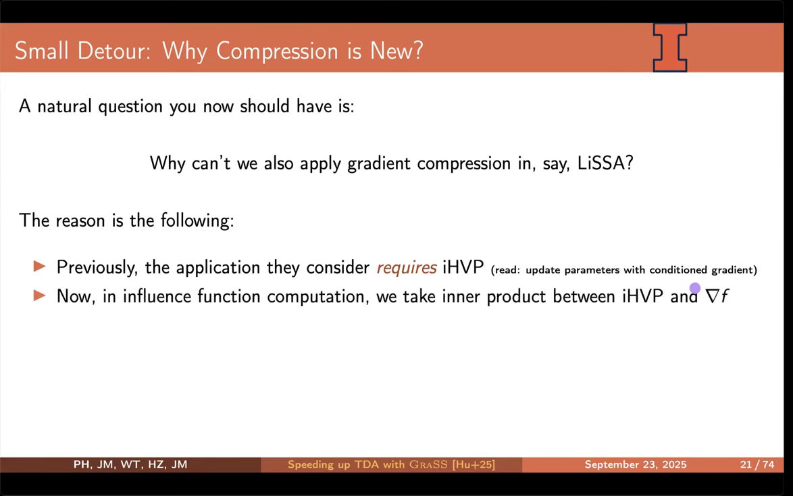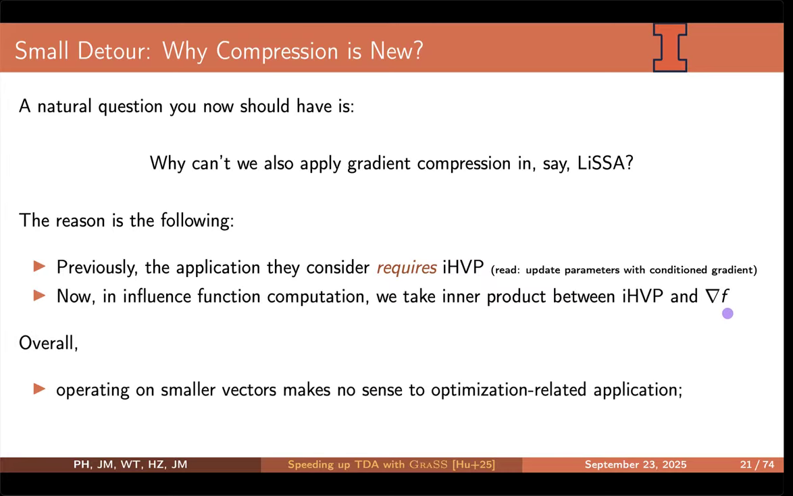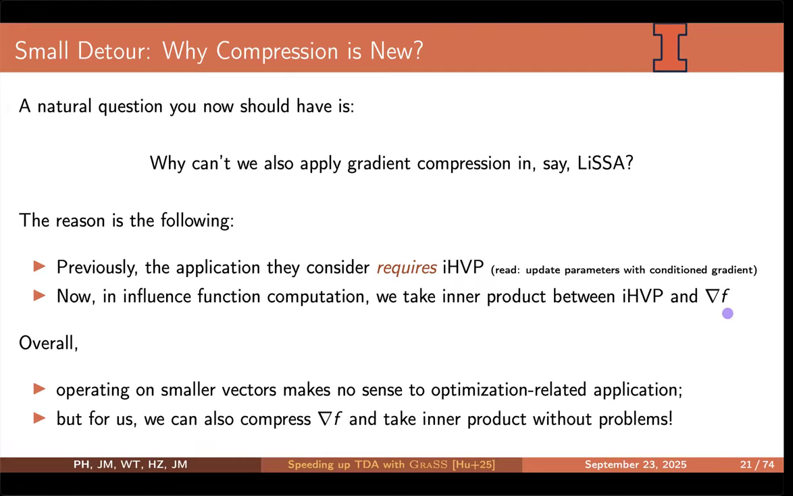But now in influence function computation, we are not going to directly use the HVP result, right? We're going to take the product between HVP and this gradient of f, the gradient of the target function. So overall, operating on small vectors makes no sense for optimization-related applications. But in our case, this is fine because at the end, if we also apply the same compression to the gradients of the target function, we can just take the inner product without any problem because of the JL guarantee, if we are using a compression method that has JL guarantees. So that's why we can use gradient compression in our case, but not in, let's say, the optimization context.